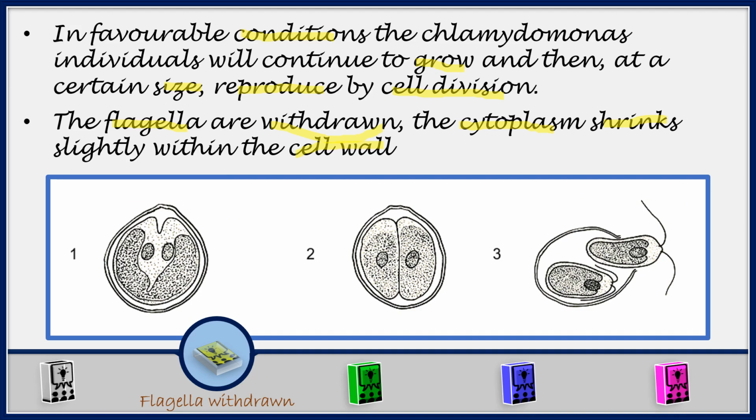And after that, the cytoplasm starts shrinking. When you look at it here, this is our cytoplasm. It is starting to shrink slightly within the cell wall. This one is our cell wall. And we are seeing that the cytoplasm is moving away from the cell wall. It is shrinking, meaning that the cell has started the process of reproduction. And it's going to divide, which we call cell division.